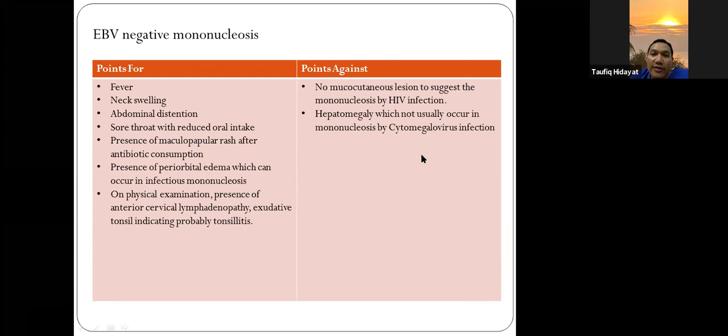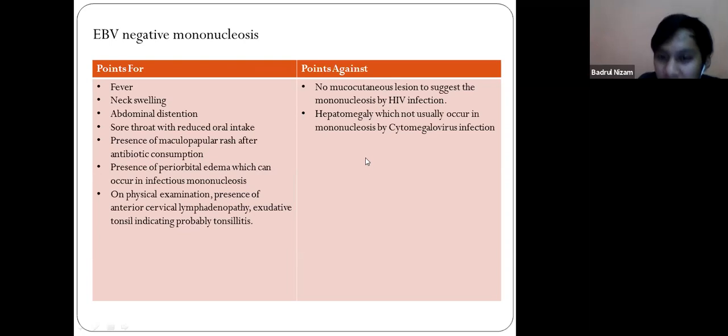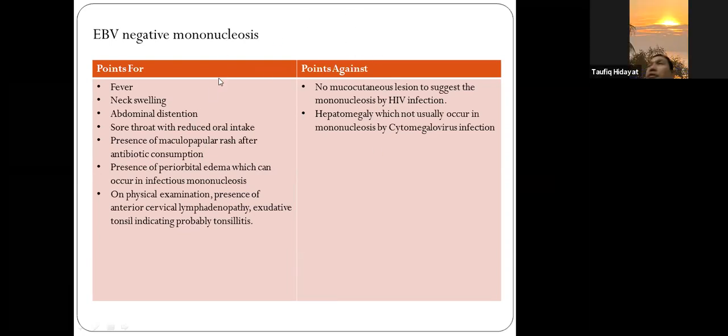For CMV, what was it, there is no hepatomegaly? Should there be hepatomegaly if CMV? It should have one. In this case there is none, right? This case has no hepatomegaly, right? There is hepatomegaly. Oh, there is? Oh, if CMV, shouldn't have hepatomegaly.